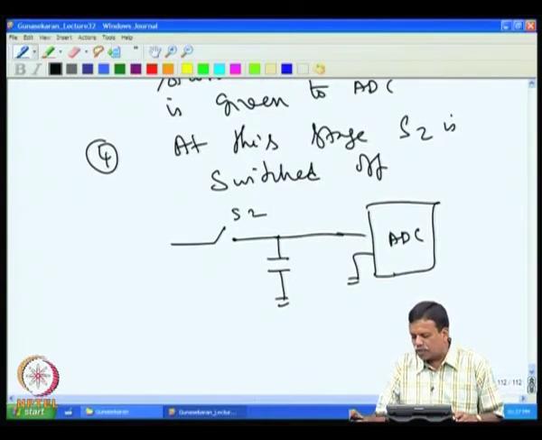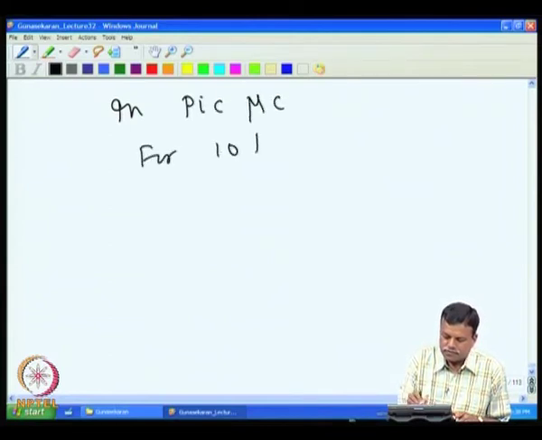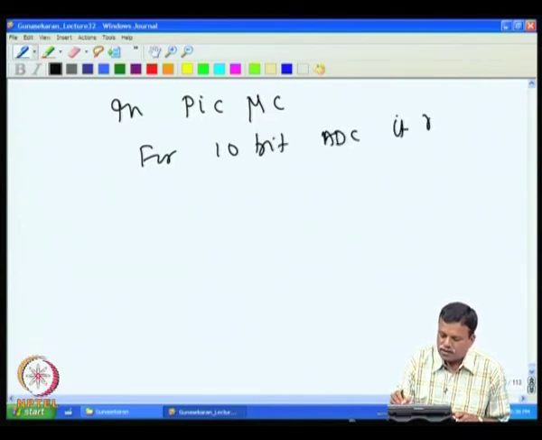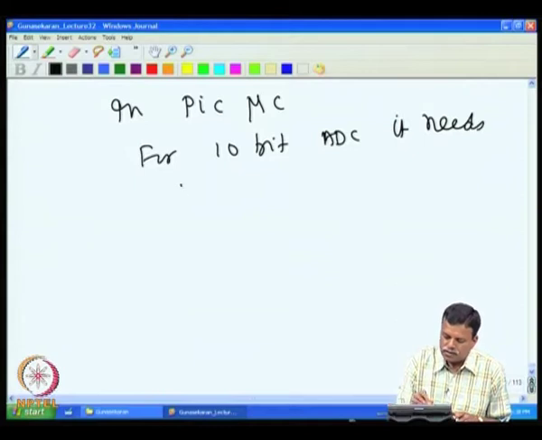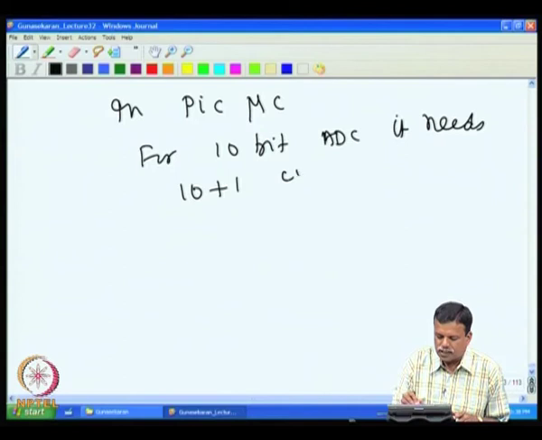ADC takes its own time for the conversion. For example, if we take a PIC microcontroller, for a 10-bit ADC it needs 10 plus 1 cycle time for conversion.